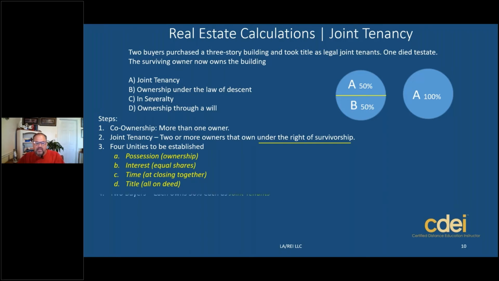Okay, now, again, let's go back to the problem. Two buyers, each owns 50% as joint tenants. That's what they're called, joint tenants, as it says in the problem.